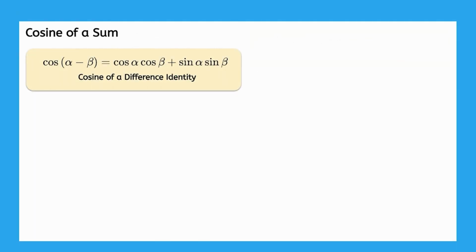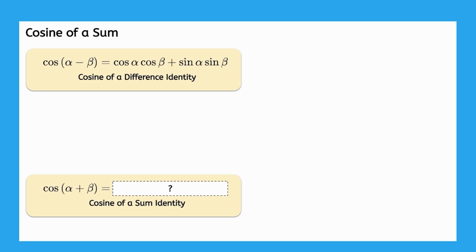Using the cosine of a difference identity, we can figure out the identity for cosine of a sum. How do you think we could go about this? Here's a hint. Remember, we can see addition as subtracting a negative. So we can see cosine of alpha plus beta as cosine of the difference alpha minus negative beta, which we can find using the cosine of a difference identity. Keeping alpha as alpha, but replacing beta with negative beta.